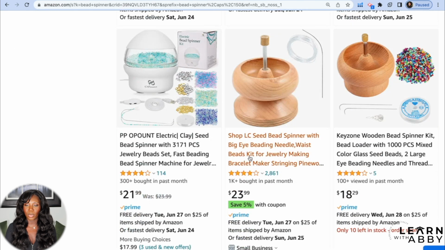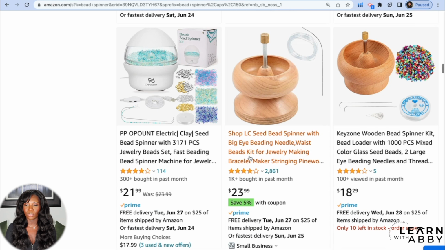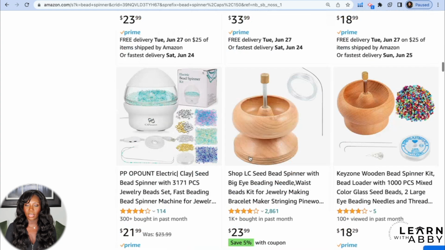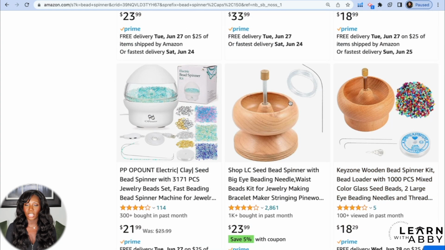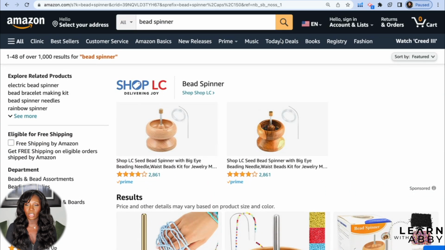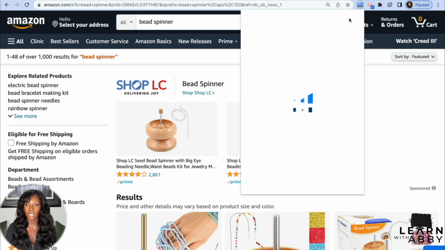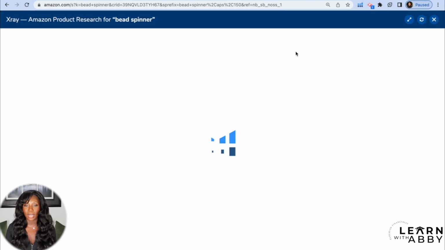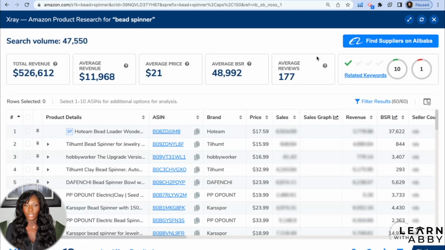I'm not super familiar with this product, so forgive me if someone knows better than I do, but it looks like these options are not electric. So what I could do is look at the results using my Helium 10 Google Chrome extension tool, using X-ray. I can click on X-ray and see how much money these bead spinners are making on Amazon, so that I can have a better idea of whether or not I want to sell this product.